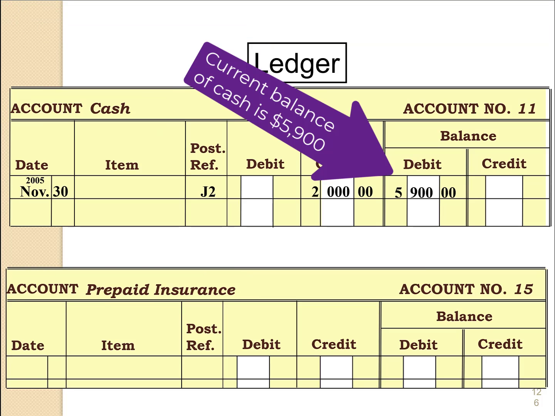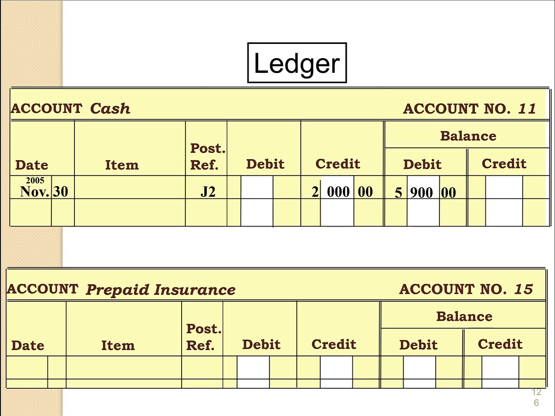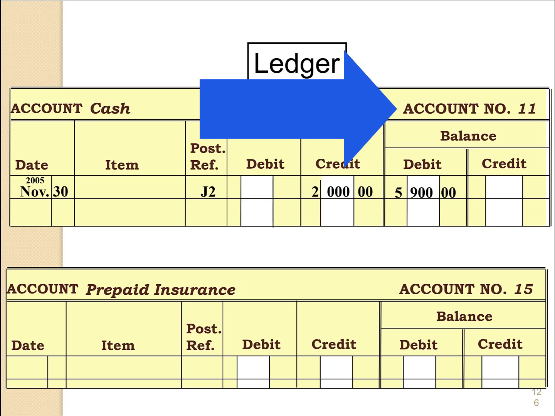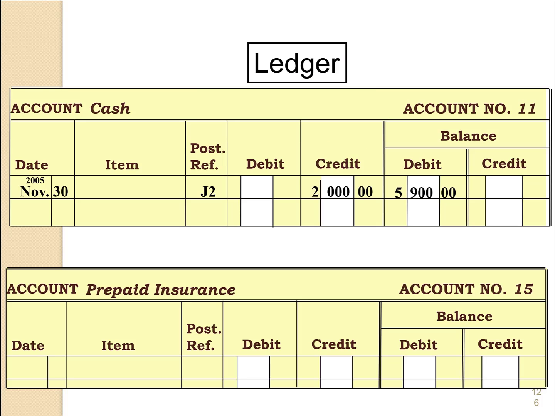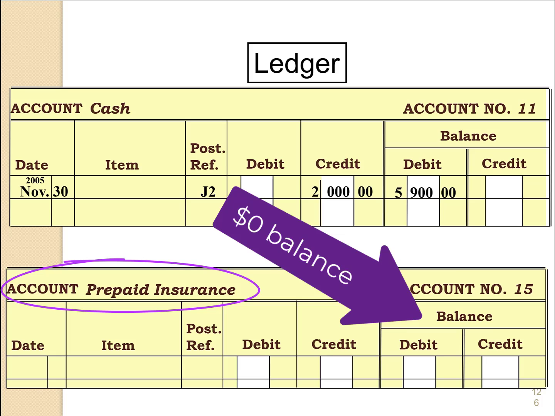So notice cash has a previous balance of $5,900 before we're about to do a journal transaction. And notice cash has the account number 11. We also have an account called prepaid insurance, and it's account 15. Notice there is no balance in prepaid insurance. We're about to do a transaction that affects both of these accounts.